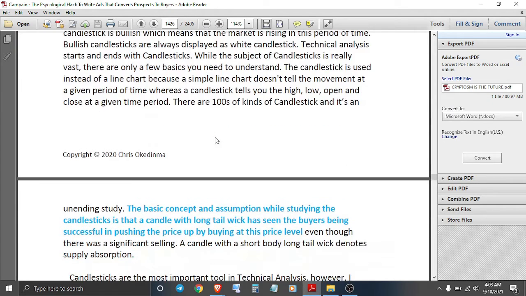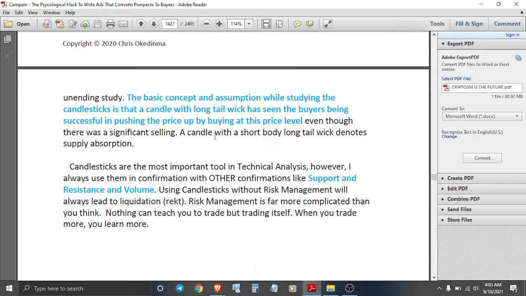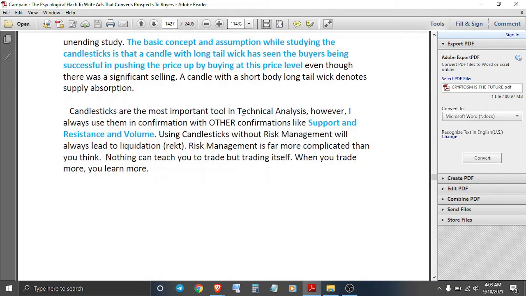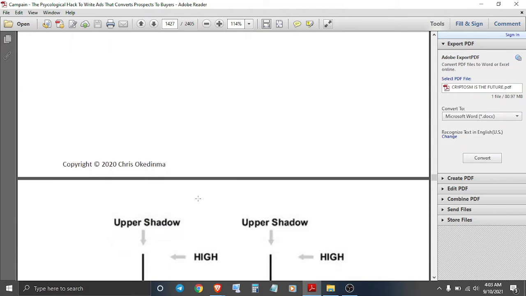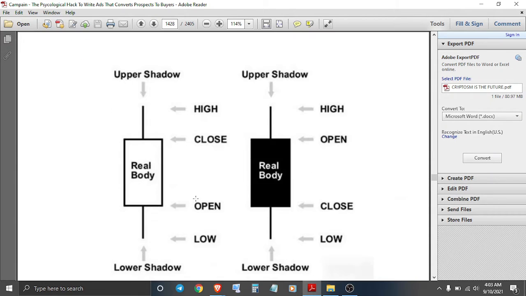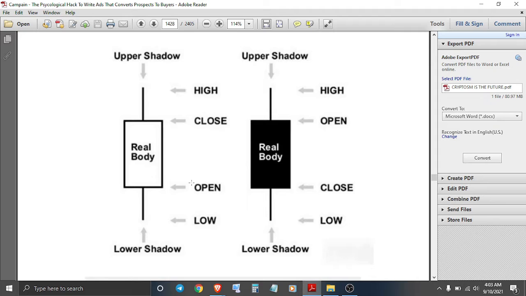In order not for us to read more, if you want to read all this, you have to get a book. It's on the website. We'll still use candlesticks to get our support and resistance, which we'll be talking about. And now this is our candlestick. This is how it looks.